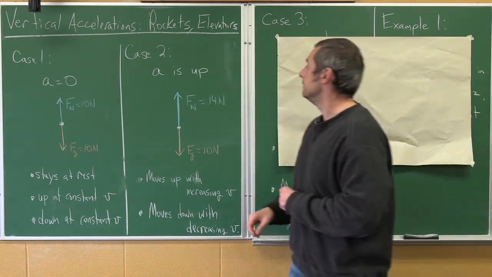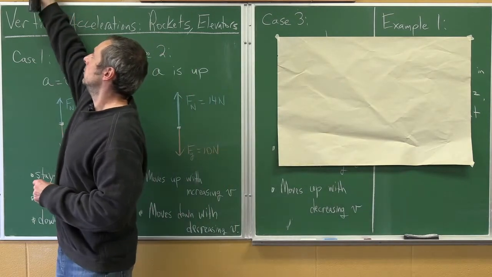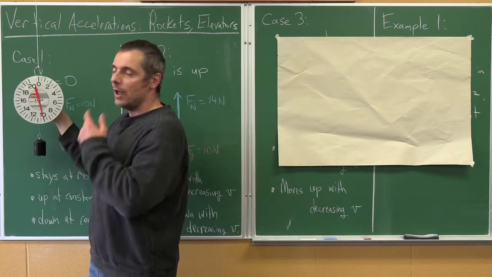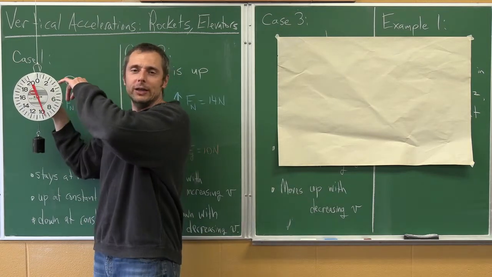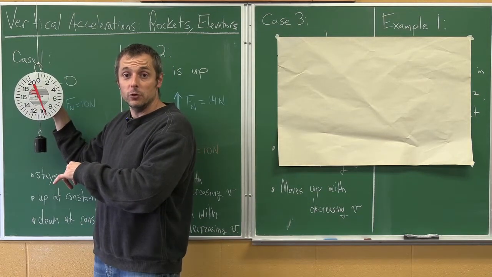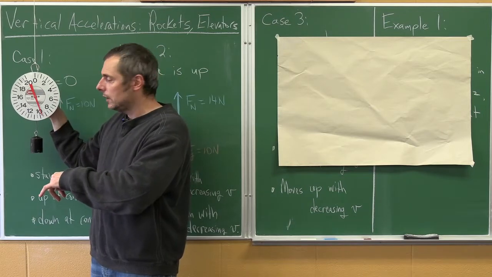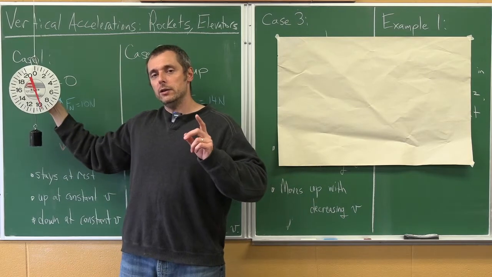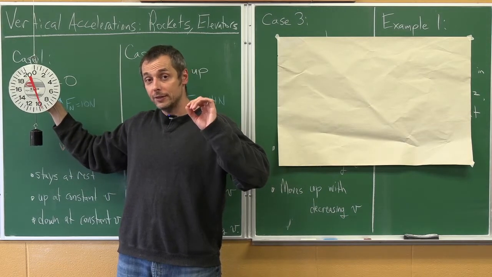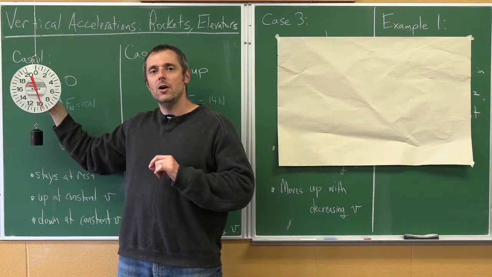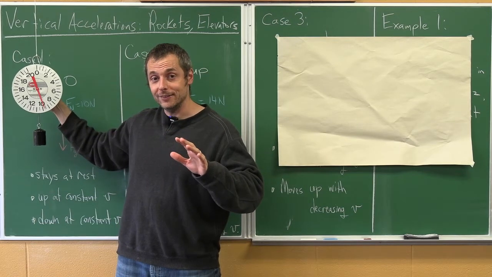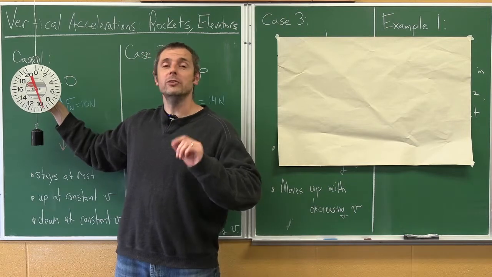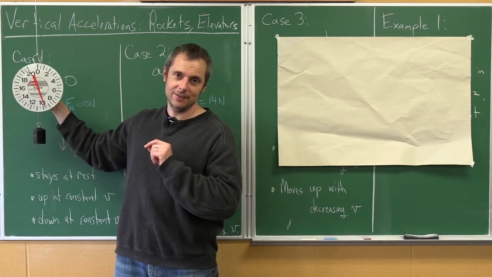Now, case 3. So to accelerate it upward, I need more than 10 newtons. How about if I wanted this to accelerate in the downward direction? In other words, if I were to let this go, it starts going down faster and faster. Would I need more than 10 newtons, equal to 10, or less than 10? Think about it for a second. Hopefully you said less than 10.